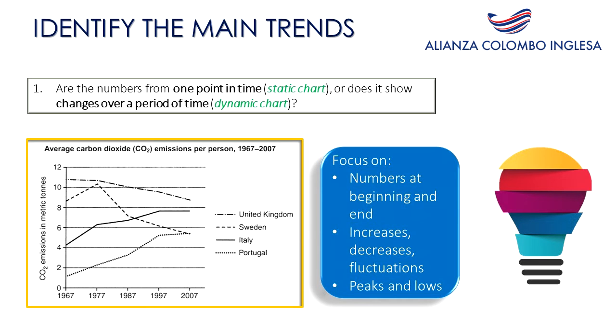So since the changes happen over a period of time, we should be focusing first on how the numbers change from the beginning of the period to the end of the period. Also, what are the points of increase and decrease? Or what are the points of fluctuation if the changes in figures are more irregular? And just as we are focusing on increases and decreases, we should keep in mind what are the peaks and the lows. That is to say, the highest or lowest points or numbers during the period of time in the chart.